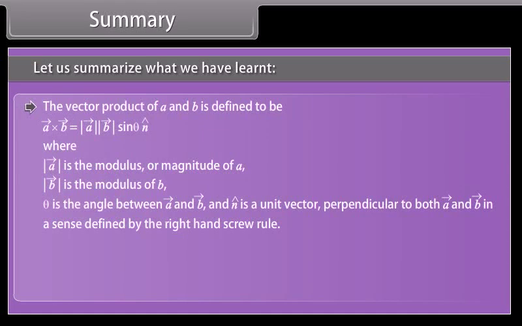The vector product of A and B is defined to be vector A cross vector B, which is equal to the magnitude of vector A into the magnitude of vector B into sine of theta in the direction of n cap, where the magnitude of vector A is the modulus or magnitude of A, the magnitude of vector B is the modulus of B, theta is the angle between vector A and B, and cap n is a unit vector perpendicular to both vector A and B in a sense defined by the right-hand screw rule.